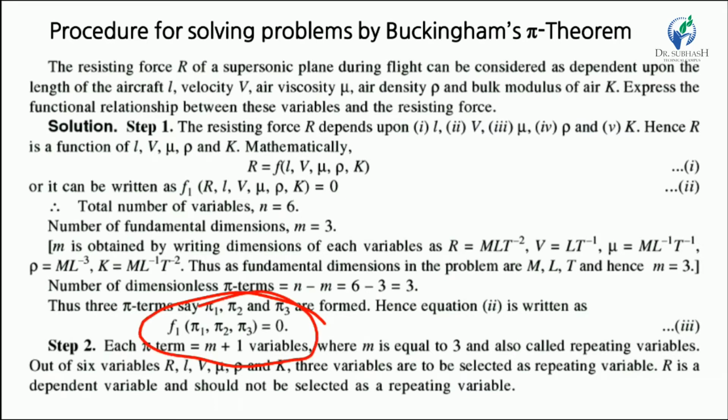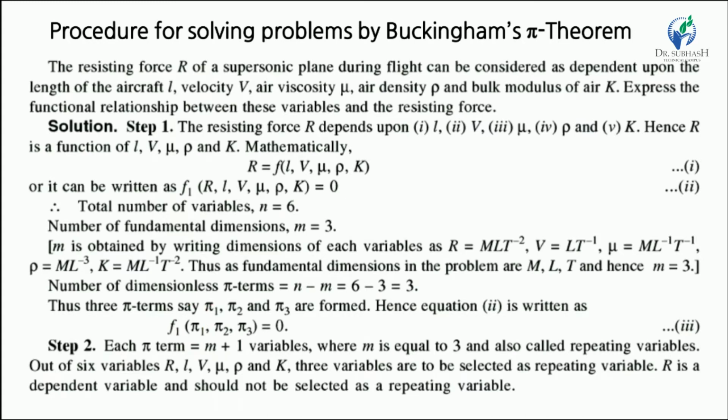How many pi terms are used for this problem? 3 pi terms, and this is decided by n minus 1. We get the value of n minus 1 as 3. So we have to take 3 pi terms to solve the problem.